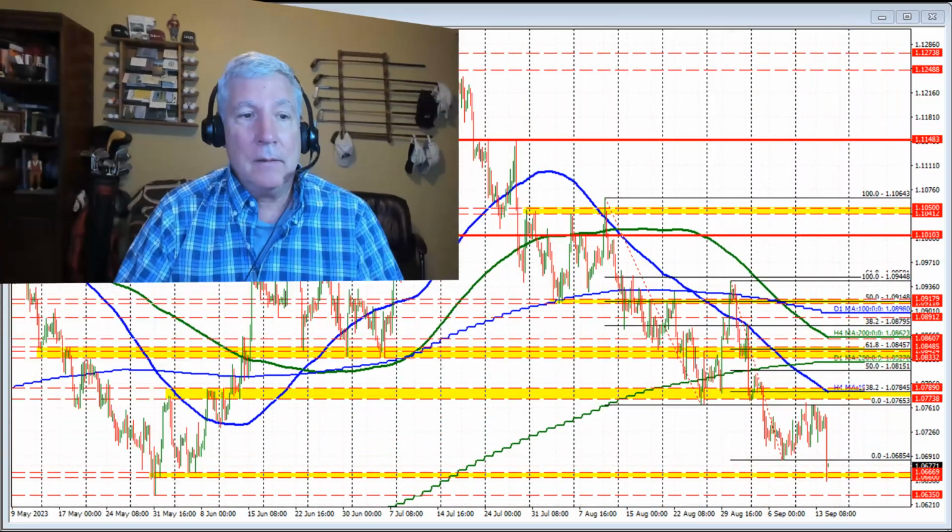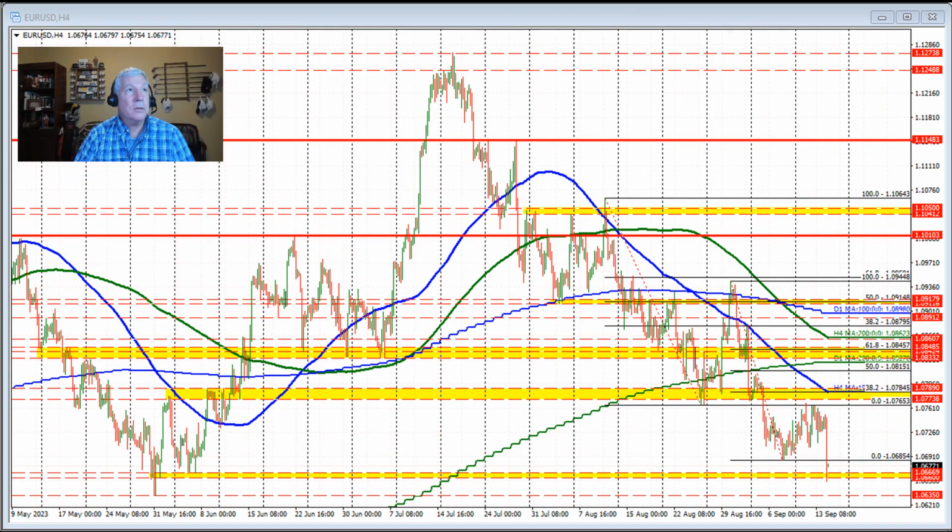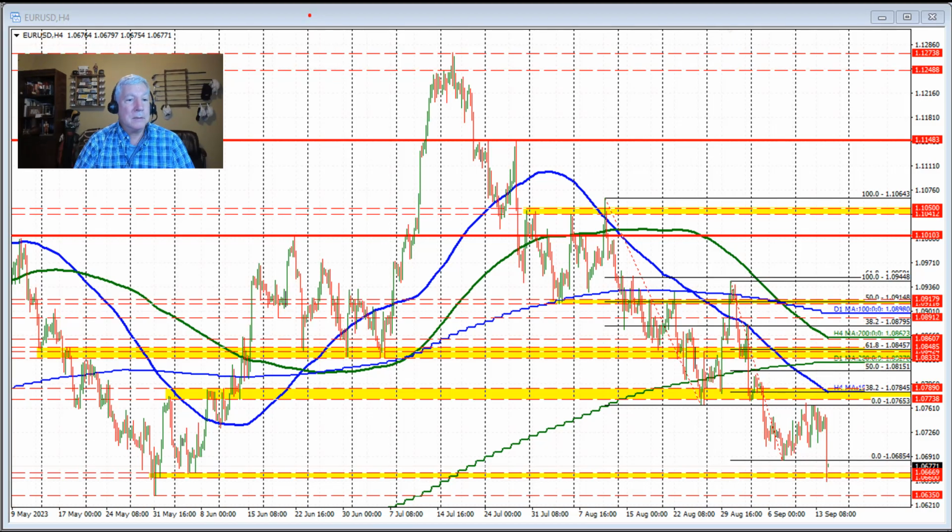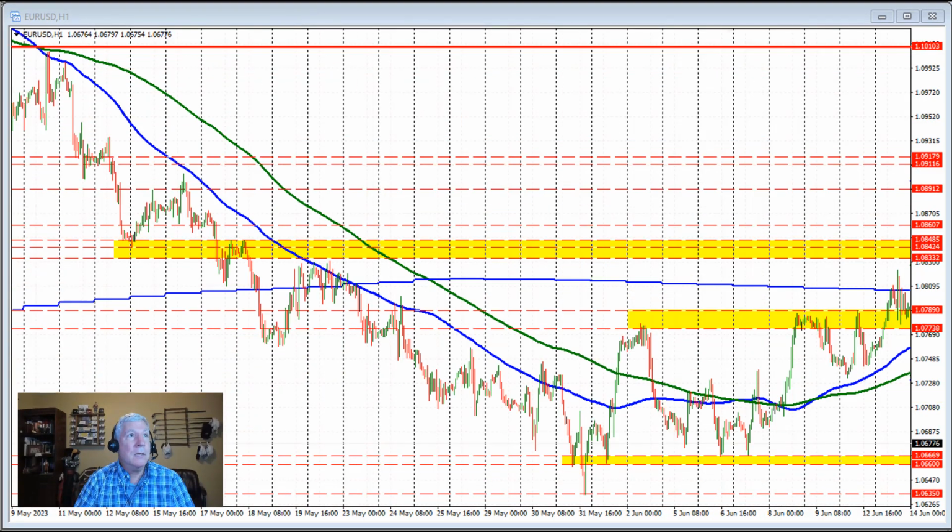I'm going to kickstart your Forex trading day by taking a technical look at three of the major currency pairs. Let's get started. I'm going to start by taking a look at the Euro versus US dollar. Let me put this on the hourly chart first.